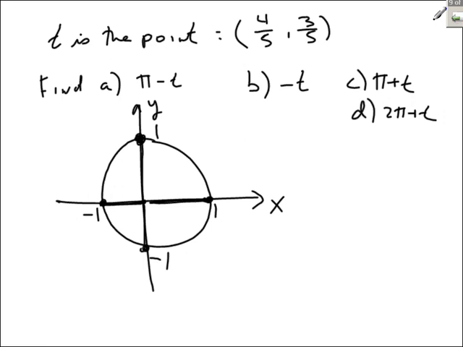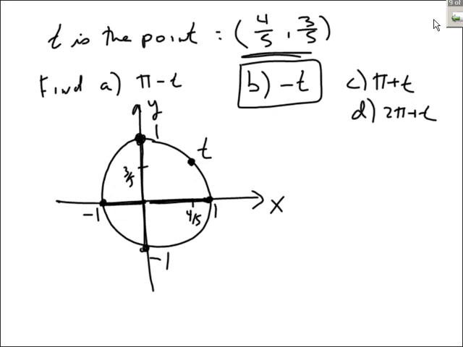Well, I'm told that x is 4 over 5 for t. X is 4 over 5. Maybe that's right here. And y is 3 over 5. So t is going to be right here. That's exactly where t is. Now we'll do part A last. Let's do part B first. That's when we should do part B before we do A.